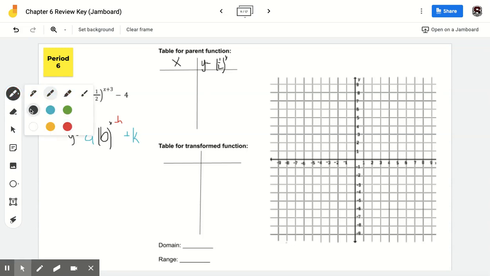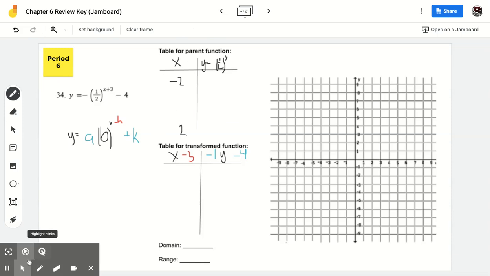So when I fill out my transformation table, I begin with my original x and y's, remembering that my h is the opposite. So if I see +3, I need to do a -3. And then for my y's, I have a -1 in front, or just a negative, and then a -4 out back. So what I'm going to do now is fill out my parent function table with -2 through 2, plugging it in, and then transforming them. Pause until you are finished with your parent function table.